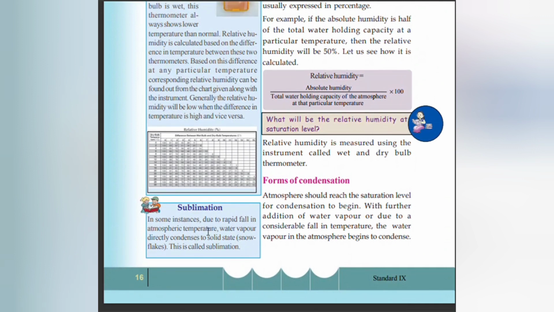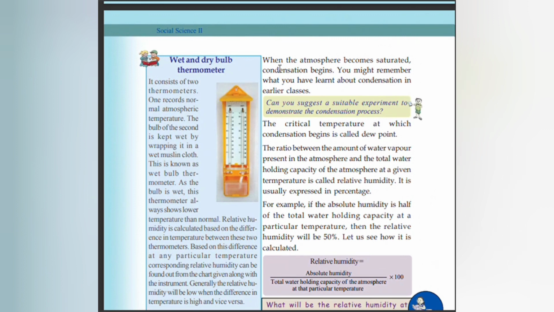Sublimation. In some instances, due to rapid fall in atmospheric temperature, water vapor directly changes to solid state, and this is called sublimation. When the atmosphere becomes saturated, condensation begins. You might remember what you have learned about condensation in earlier classes. The critical temperature at which condensation begins is called the dew point.